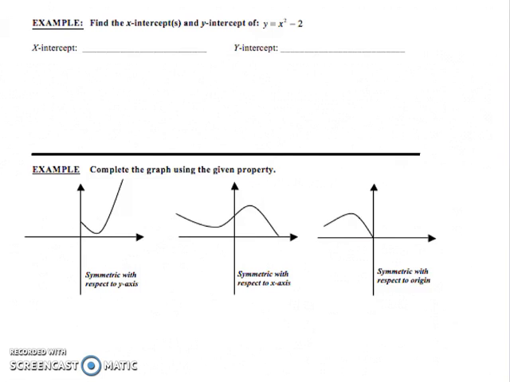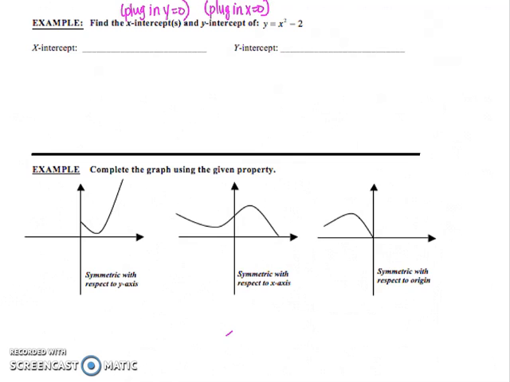The next example asks us to find the x-intercept or intercepts and y-intercept of y equals x squared minus 2. Hopefully this should be reviewed. To find an x-intercept, you plug in y equals 0. And to find a y-intercept, you plug in x equals 0.